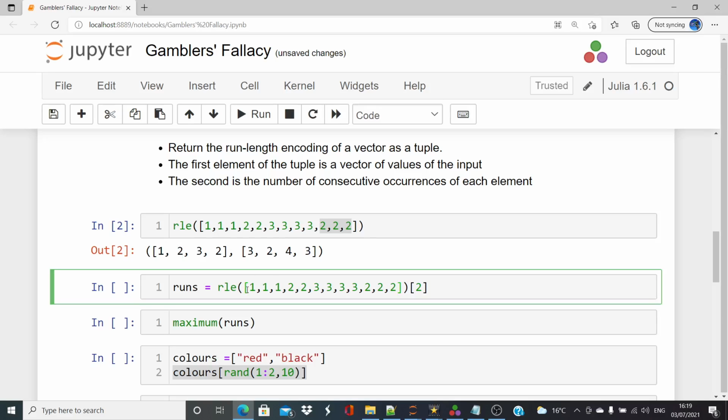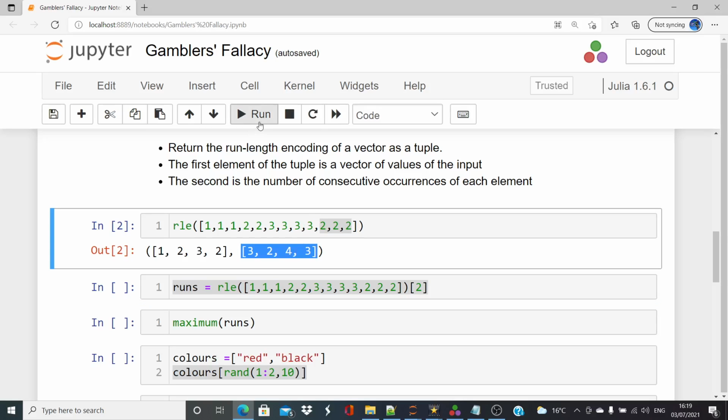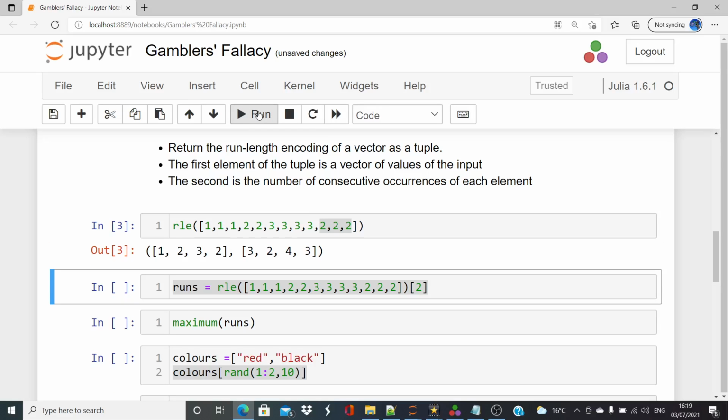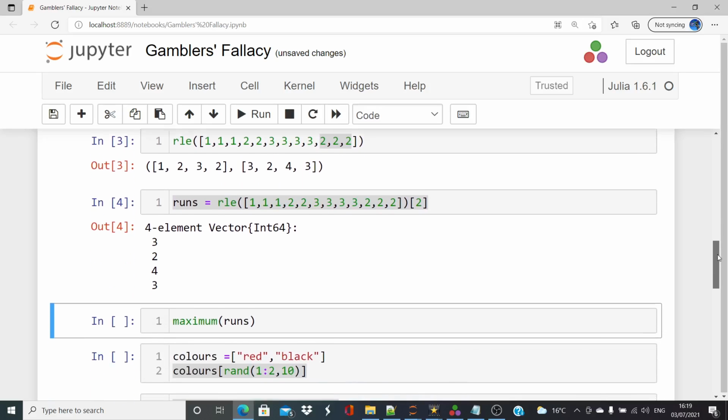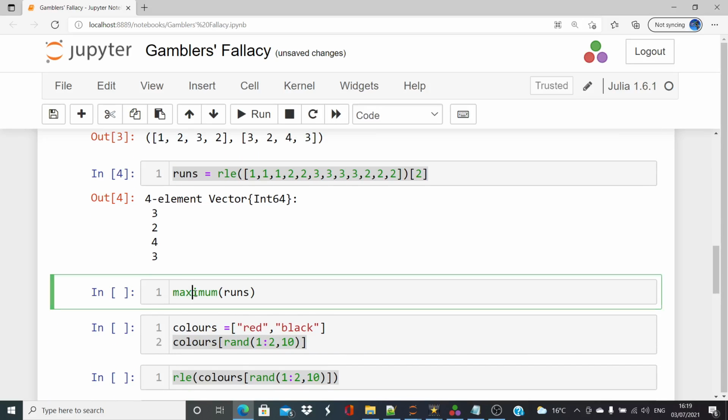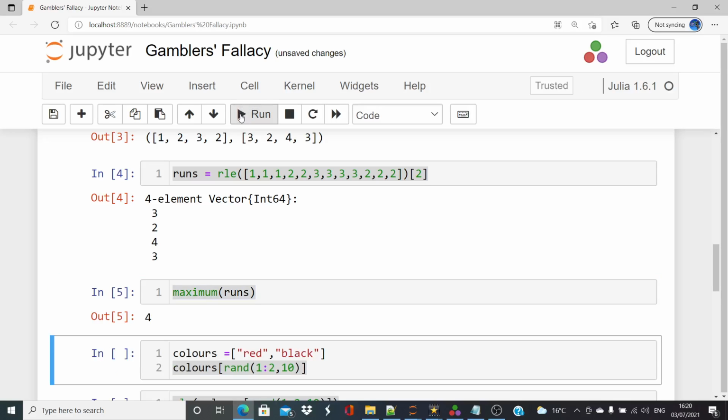So what we can do there is just take out the second part of that tuple. That returns a tuple. And I'm particularly interested in this part here. Okay. So this is where we'll get our 26 from if we're modeling the roulette wheel. There we go. So that gives us the length of the runs as a vector there. Okay. And we can pick out the maximum. So there was 4. That's the longest run, a run of 4 consecutive occurrences.